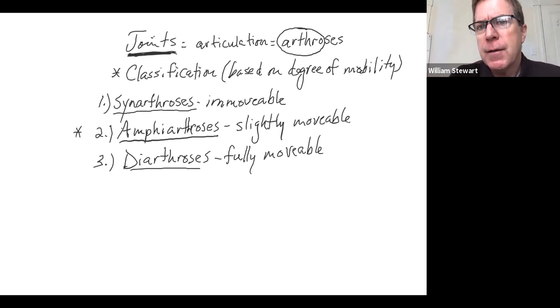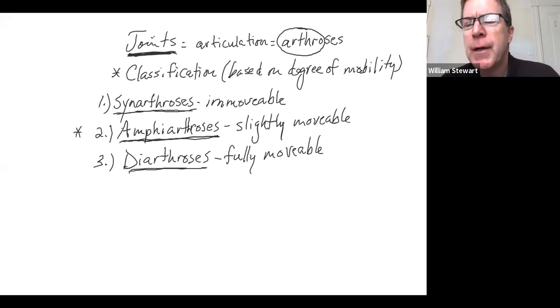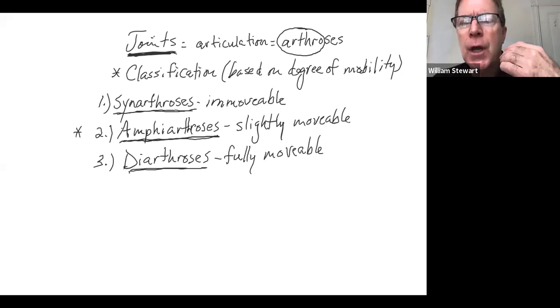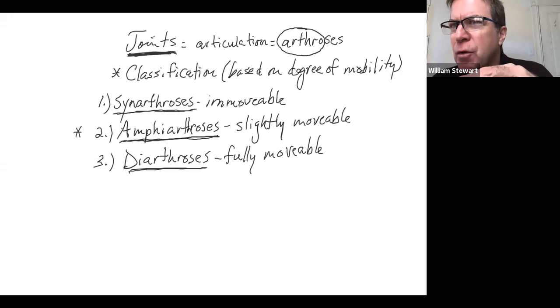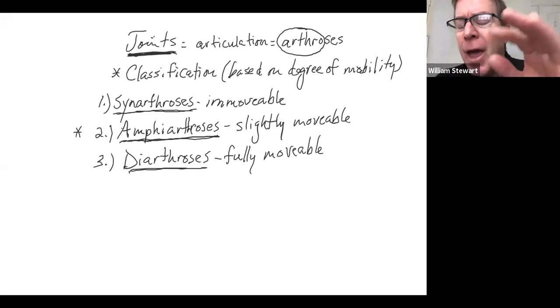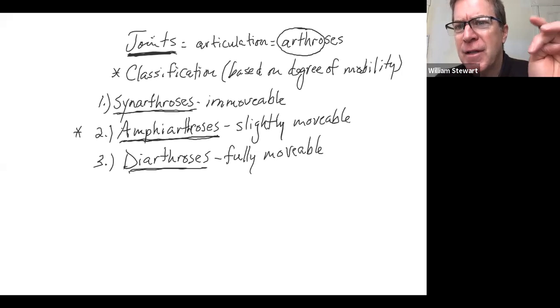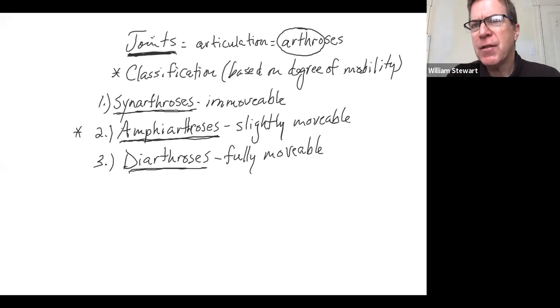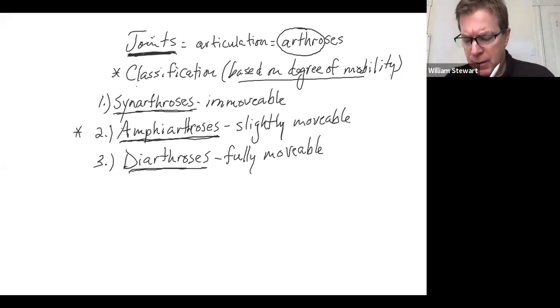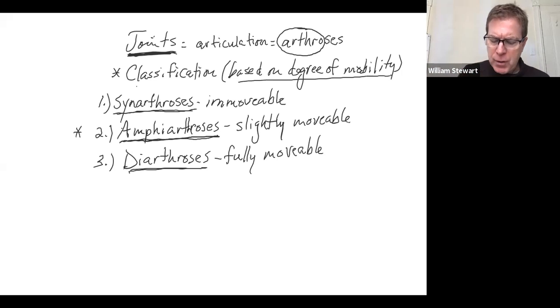So really quick, synarthroses, immovable, amphiarthroses, slightly movable, and diarthroses, fully movable. And we use those categorizations as adjectives, like synarthrotic would describe a joint, amphiarthrotic would describe a joint, and diarthrotic. And what we're classifying or describing is the degree of mobility at that joint. Okay, now that's the easy part.